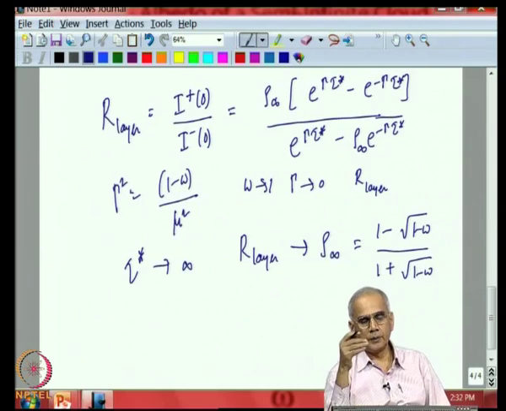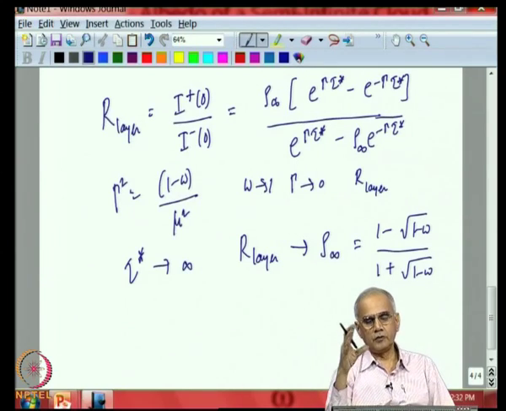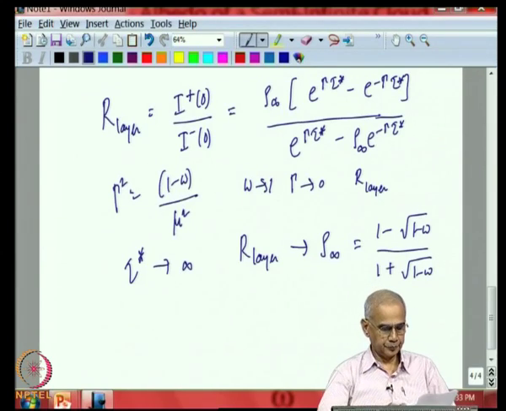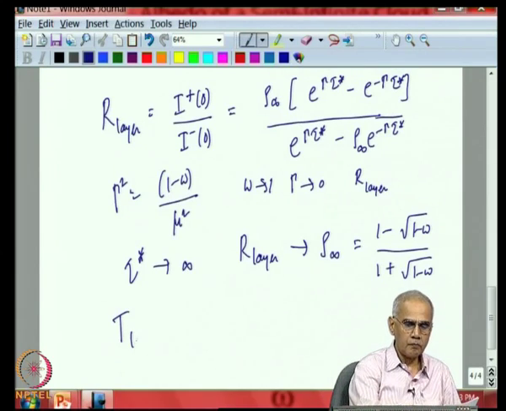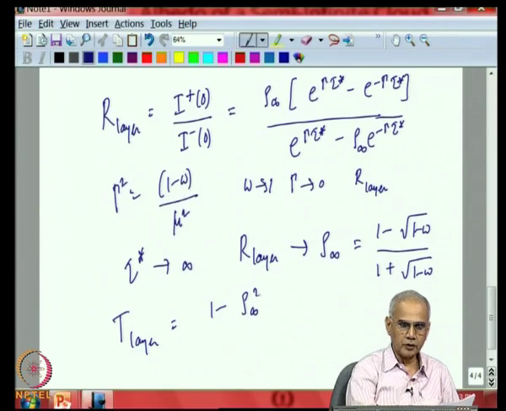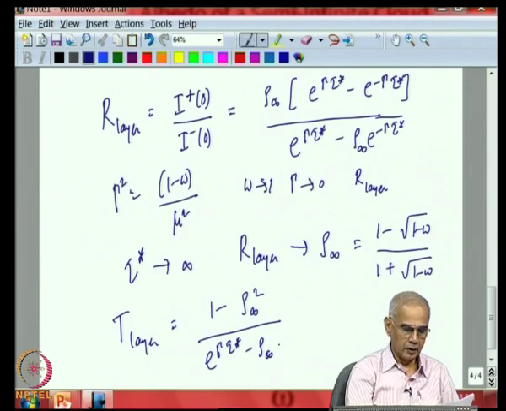So, in the optically thick limit of this layer, single scattering albedo is the only parameter that influences the result, and the optical depth itself is not that critical. Similarly, one can look at the transmittance of the layer. It will come out as (1 minus rho infinity squared) by (e to the power of gamma tau star minus rho infinity squared e to the power of minus gamma tau star).